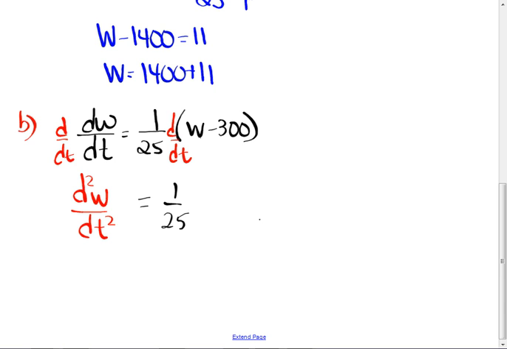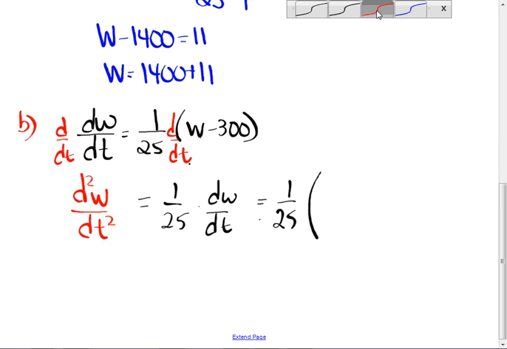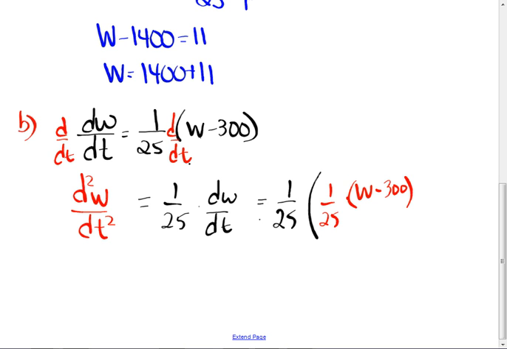What's the derivative of w here? But it's with respect to time. It's times dw/dt. You know what? I know dw/dt, don't I? It's 1/25 times dw/dt. What's dw/dt? It's right there: 1/25 times (w minus 300). What is safe to assume?